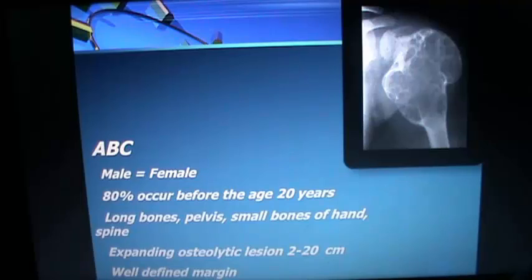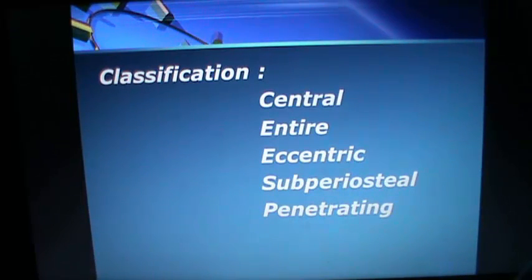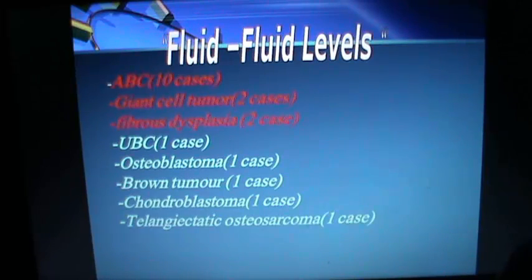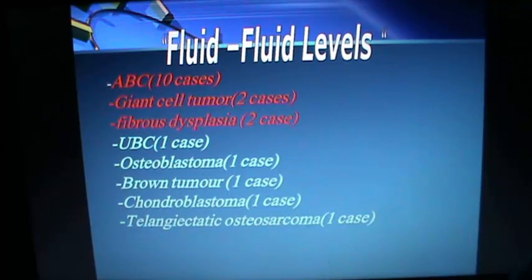So we can have fluid levels, and the fluid levels are due to blood sediment and supernatant serum. We can classify it into central and eccentric, and it can involve the entire bone or be only subperiosteal and sometimes penetrating, and penetration here is an indication of cortical thinning. Fluid levels are mostly seen in aneurysmal bone cysts, but sometimes giant cell tumors and fibrous dysplasia can give the same appearance.